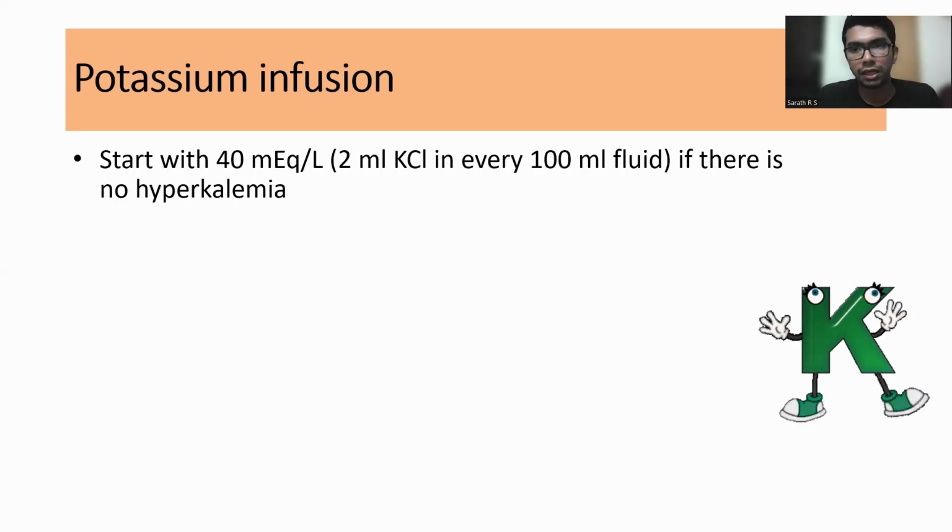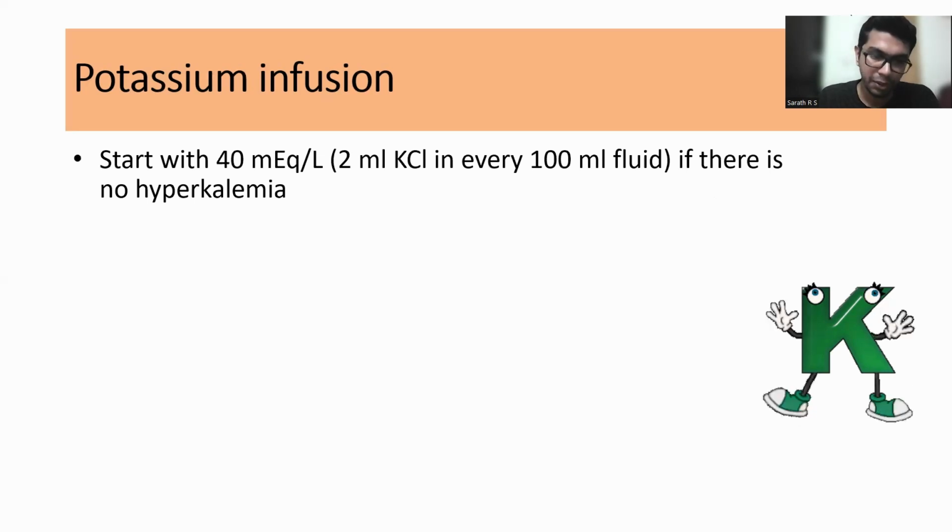So we give potassium at a concentration of 40 milligrams per liter in maintenance fluid. We usually give 20 milligrams per liter in a normal child, because that's a normal concentration. But what happens in DKA is that because of acidosis, potassium comes out of the cell. Potassium will remain in the intravascular space.